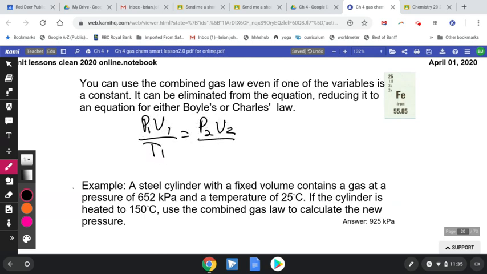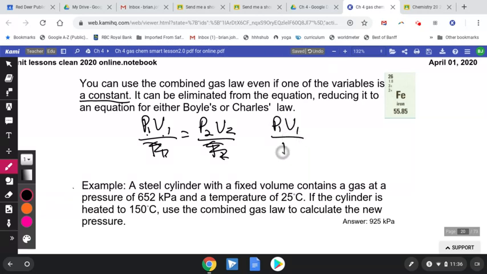Sometimes one of the 3 variables does not change. It's a constant. So if it's a constant and it's the same on both sides of the equation, it can simply be eliminated or canceled out from the equation. So let's say that we were going to keep temperature constant. So we had a gas at 43 degrees Celsius and it stayed at 43 degrees Celsius when we changed either the pressure or the volume. So if temperature was the same on both sides, it's not changing, it could be removed. And that would be our new formula, which is just Boyle's law.